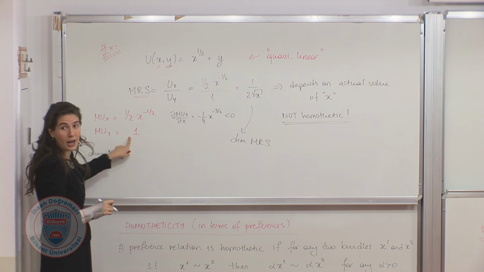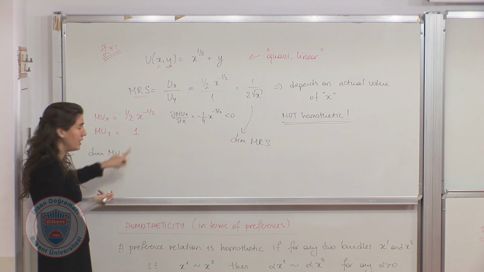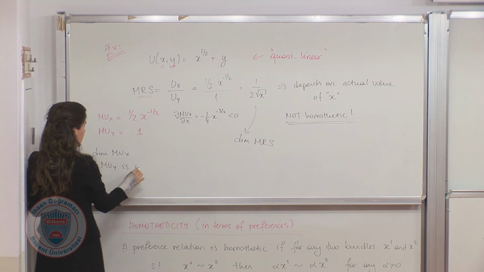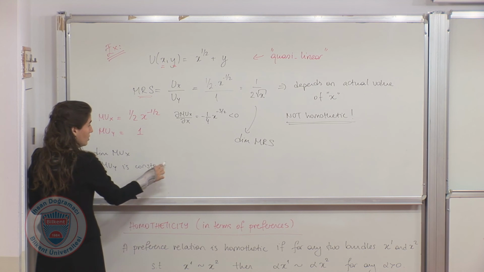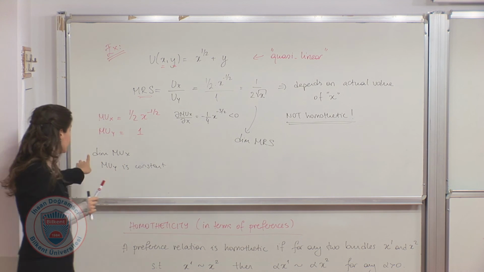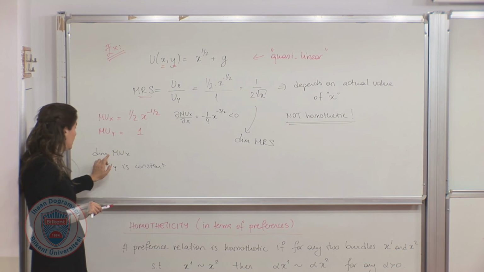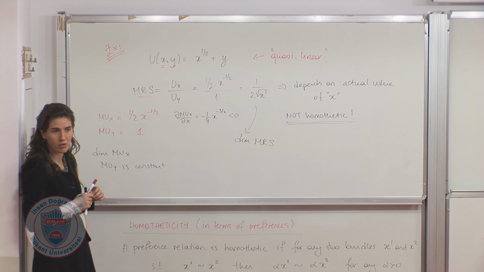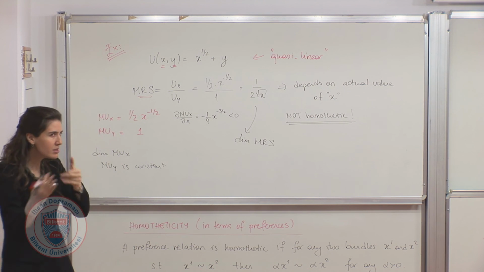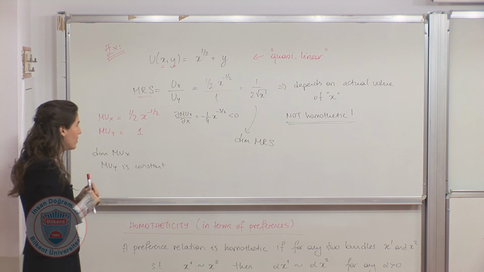What about this one? Is it diminishing? It's constant, so you see that MUY is constant. So there is diminishing marginal rate of substitution, but these don't have to be diminishing. One could be constant, the other one could be diminishing. Just keep this in your mind. Remember, we discussed this: are these the same thing? Does one imply the other? No, that's what we said.